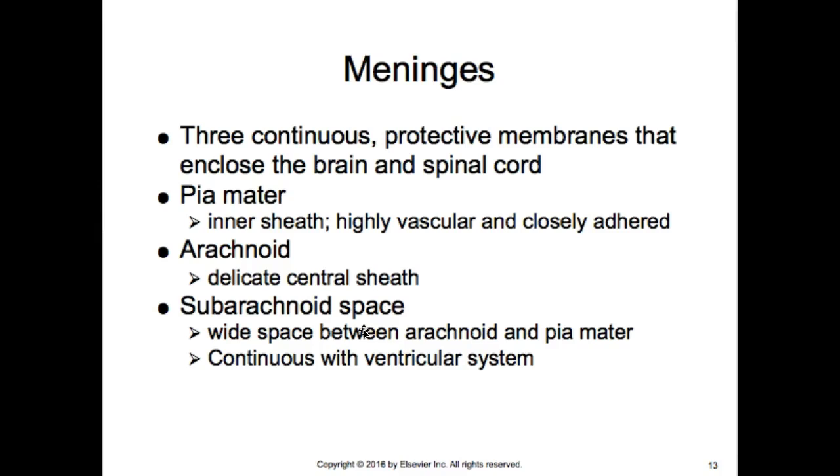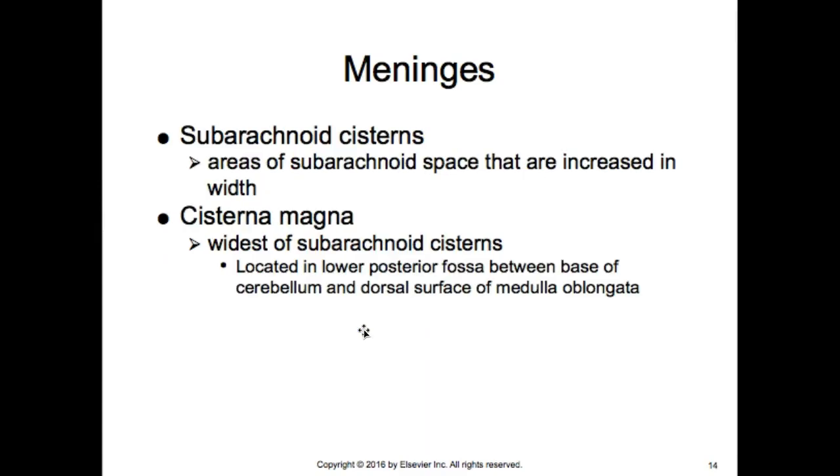Meninges. There are three continuous protective membranes that enclose the brain and the spinal cord: the pia, arachnoid, and subarachnoid space. The pia mater is the inner sheath, highly vascular and closely adhered to the brain. You have your arachnoid, which is a delicate central sheath, and then your subarachnoid, which is the space between the arachnoid and the pia. It is continuous with the ventricular system.